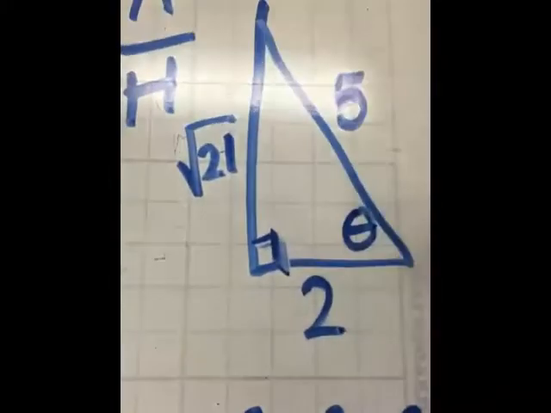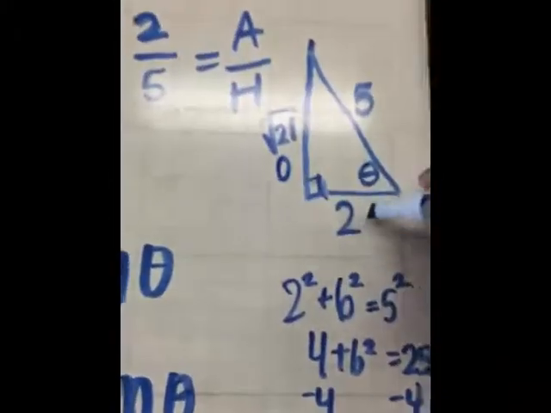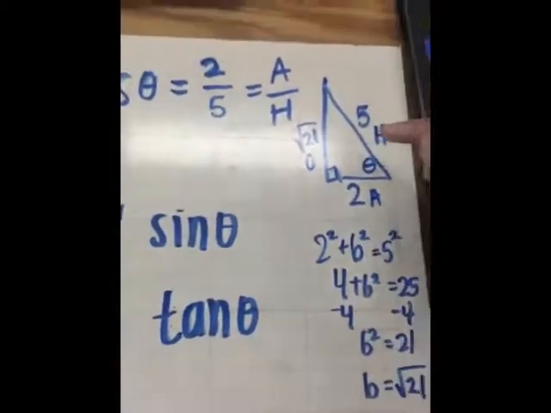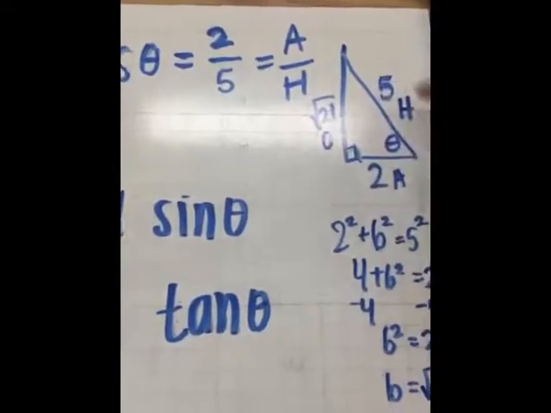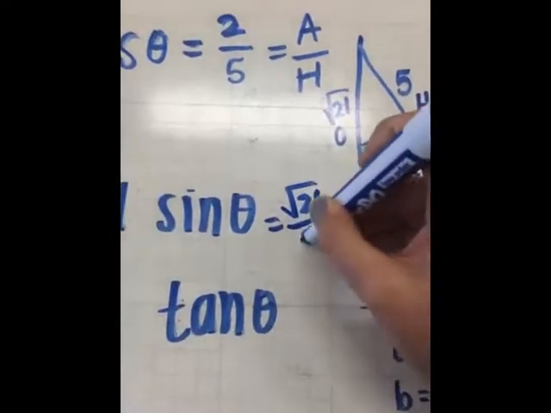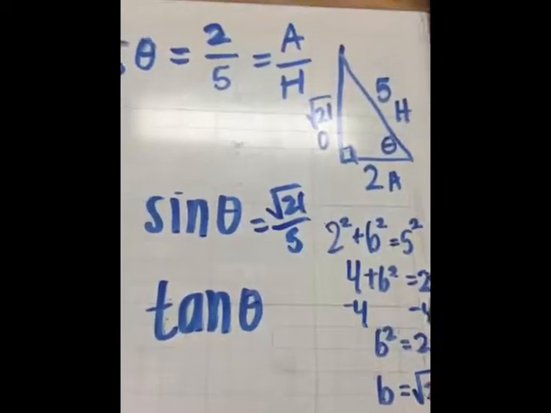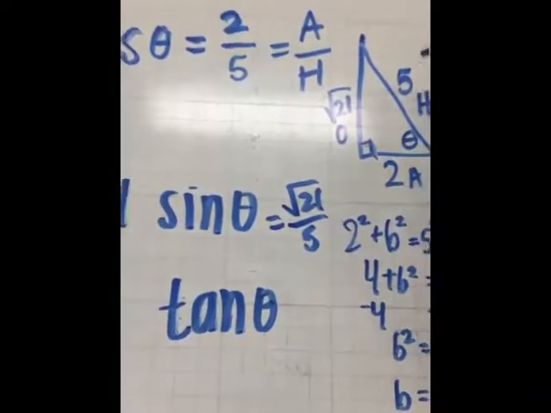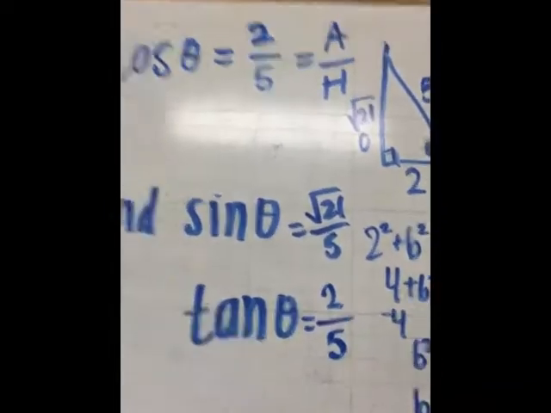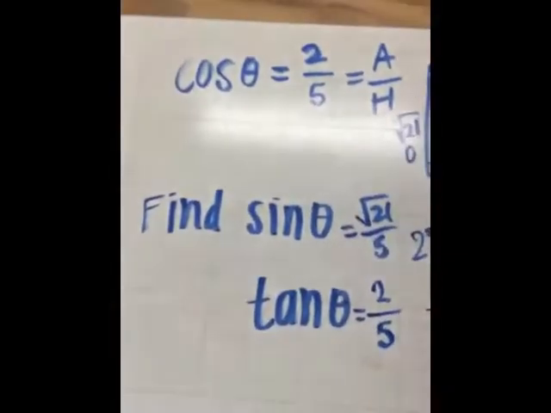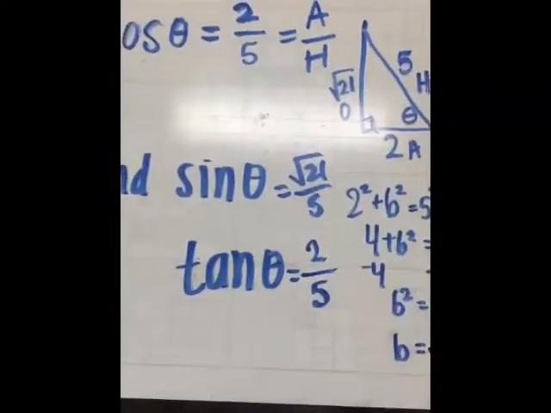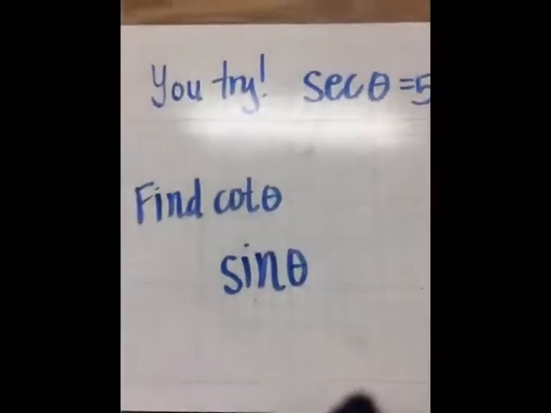This is opposite, this is adjacent, and this is hypotenuse. If I'm looking for sine of theta, it's opposite over hypotenuse. Sine of theta is now root 21 over 5. And tangent of theta is adjacent over hypotenuse. It would be 2 over 5. So we took one trig function, set up a triangle, did Pythagorean theorem to find the missing side, and then found the 2 remaining trig functions.